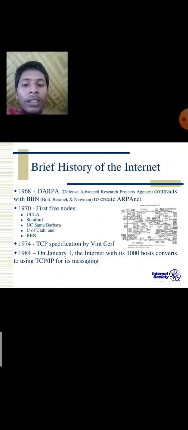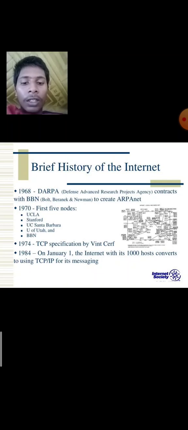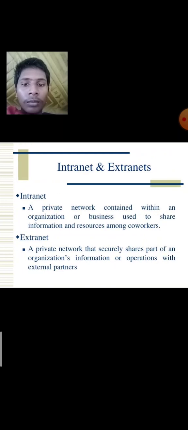Brief history of the Internet. 1968: DARPA, Defense Advanced Research Projects Agency, contracts with BBN, Bolt, Beranek and Newman, to create ARPANET. 1970: first 5 nodes, UCLA, Stanford, UC Santa Barbara, University of Utah and BBN. 1974: TCP specification. 1984: on January 1st, the Internet with its 1000 hosts converted to using TCP/IP for its messaging.